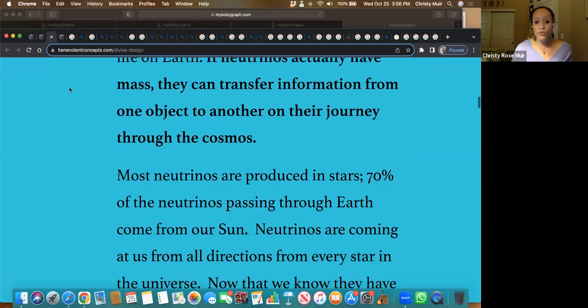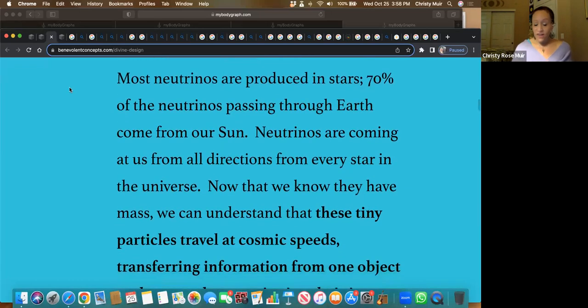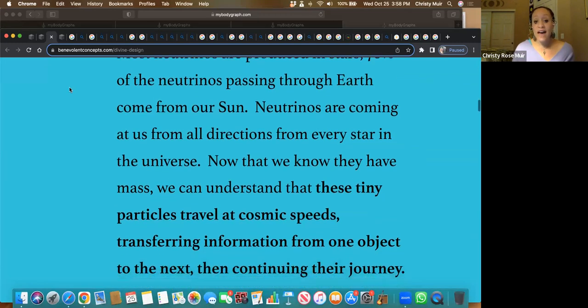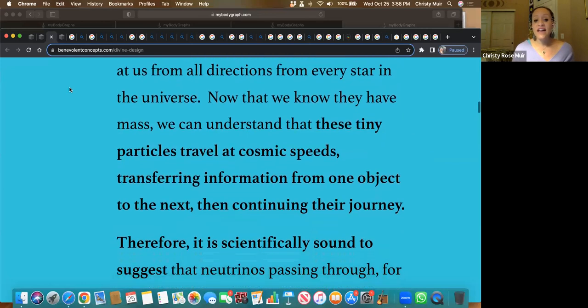Neutrinos are produced mostly in stars. 70% of the neutrinos that are passing through the Earth come from our sun. But neutrinos are coming at us from all directions, from every star in the universe. And now that we know that they have mass, we can understand that these tiny particles travel at cosmic speeds, transferring information from one object to the next and then continuing on their journey.